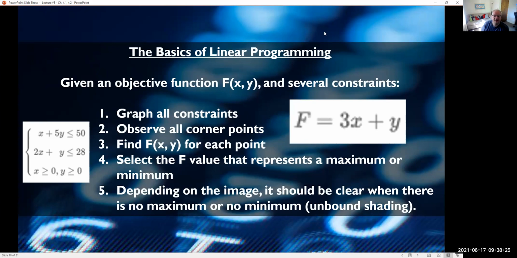The basics of linear programming. Given an objective function f of x, y, and several constraints, first graph all the constraints. What are constraints? It's everything you see in the system. These are the constraints. There are 3 of them.